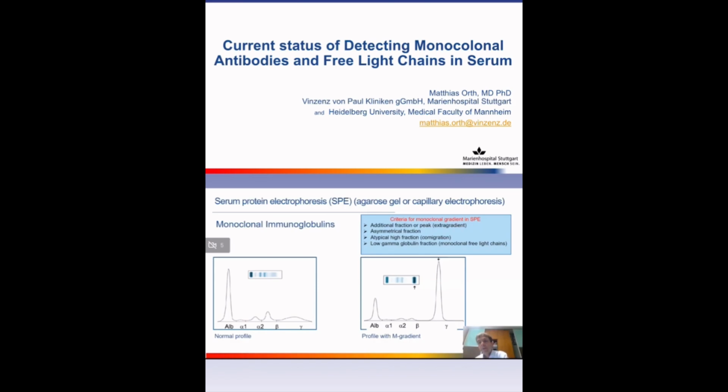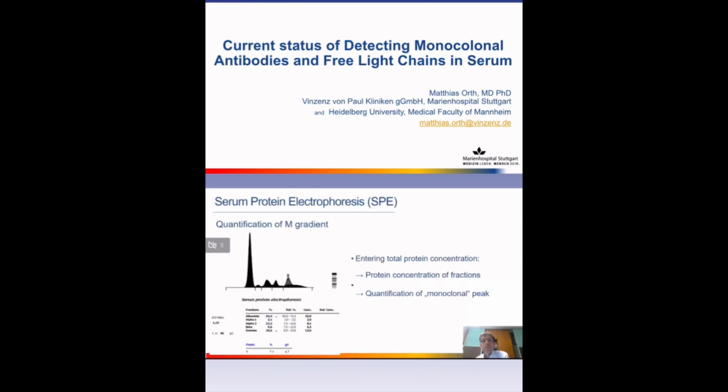Overall, the sensitivity of this technique is rather low. For the quantification of the monoclonal antibodies, one quantifies the M gradient, and this is also a rather raw method, and it only works when the patient also secretes immunoglobulins. If we have a patient who only secretes free light chains, it will fail, and so serum protein electrophoresis is not a method to detect the progression or regression of the disease.